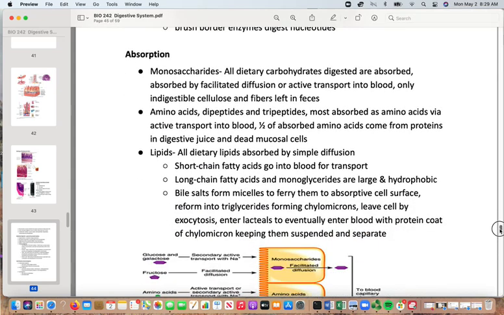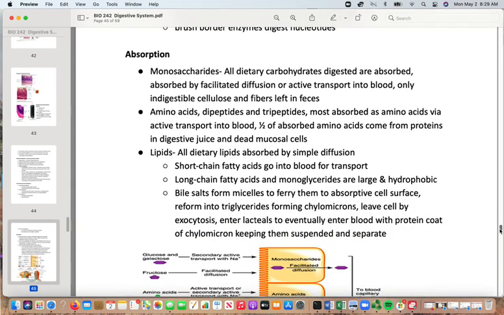So when we look at absorption, the monosaccharides are going to be the way that your dietary carbohydrates are absorbed. And this will happen through facilitated diffusion or active transport into the blood. So all that should be left is the indigestible cellulose and fibers left in the feces. So that's an important component of feces, though, as well. A lot of the good bacteria need high fiber amounts in the feces.